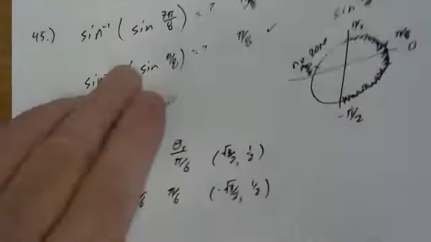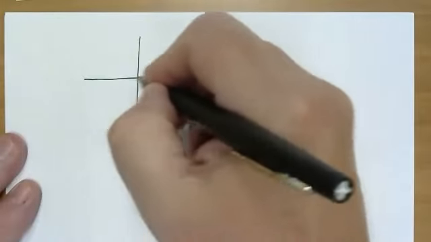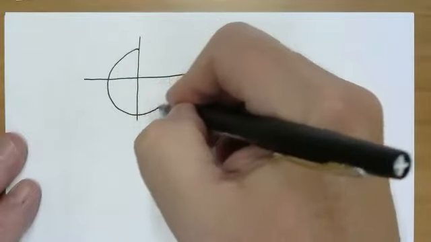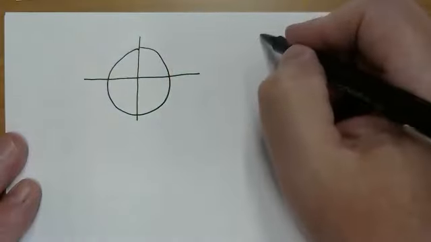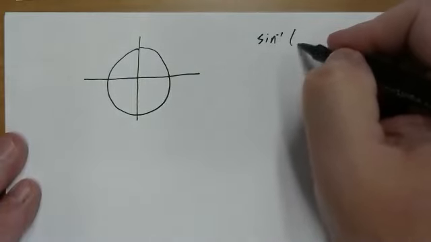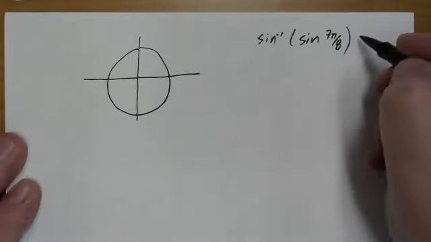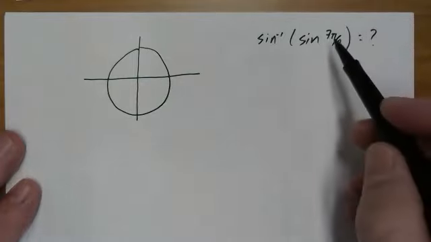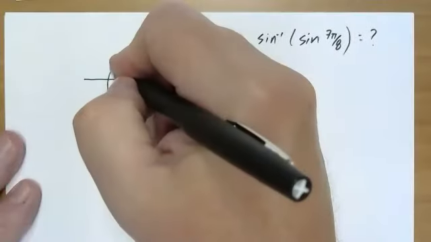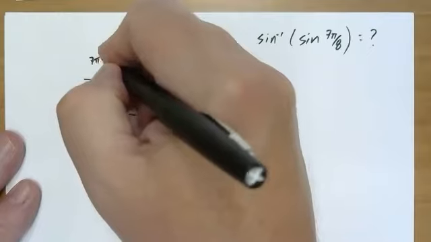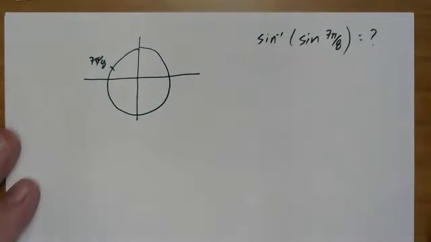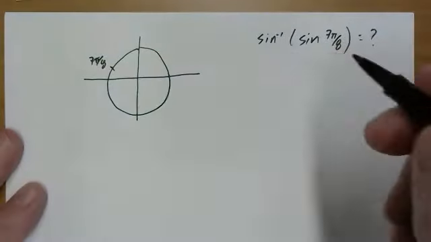So let's do this again now. So here we go. Hopefully once I finish this, it'll become clear what I'm saying. So once again, I'm going to write down this problem again. When I see this problem, the first thing I say to myself is, can I use the shortcut? Well, since my initial angle is over here, I realize I cannot use the shortcut. So what I do is I go find the reference angle for 7 pi over 8.